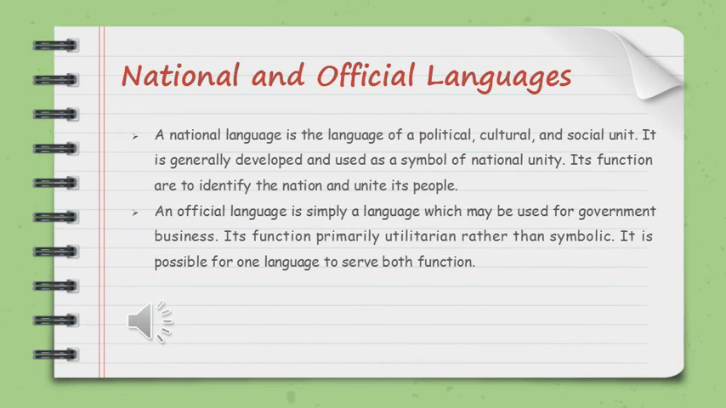National and official languages. A national language is the language of a political, cultural, and social unit. It is generally developed and used as a symbol of national unity. Its functions are to identify the nation and unite its people. An official language is simply a language which may be used for government business. Its function is primarily utilitarian rather than symbolic. It is possible for one language to serve both functions.